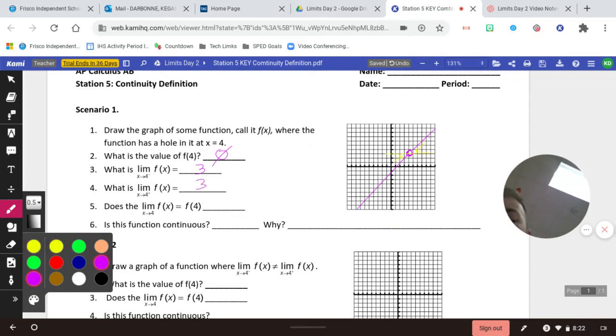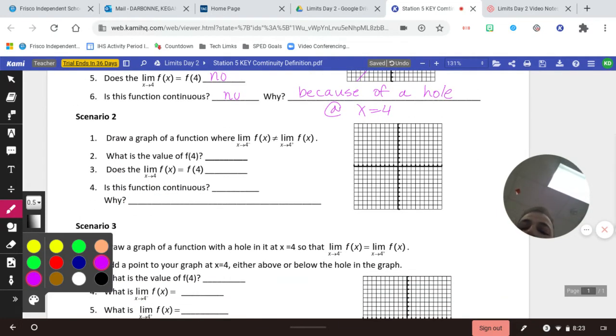So, once again, 3. Does the limit as x approaches 4, so if the left and the right are both 3, that makes the overall limit 3. Is that equal to the value of the function at 4? No, because the value of the function at 4 is undefined. So is this function continuous? No. Why is it not continuous? Because of a hole at x equals 4.